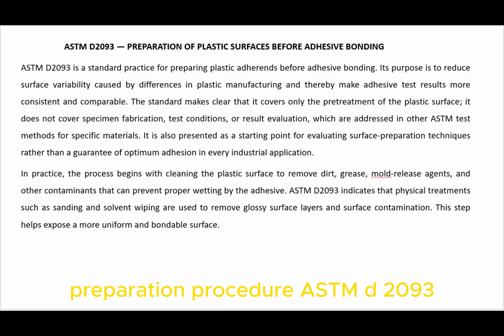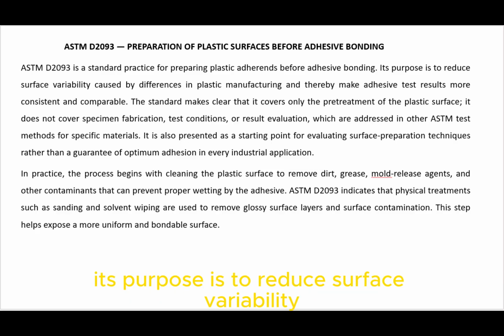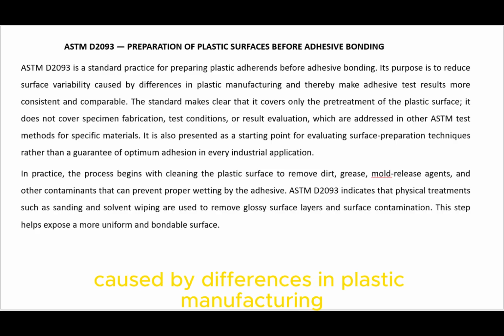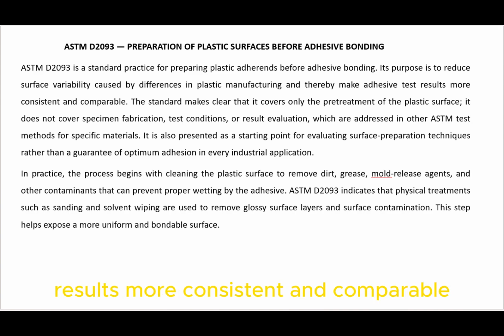ASTM D2093, preparation of plastic surfaces prior to adhesive bonding, process summary. ASTM D2093 is a standard practice for preparing plastic adherents before adhesive bonding. Its purpose is to reduce surface variability caused by differences in plastic manufacturing and thereby make adhesive test results more consistent and comparable.